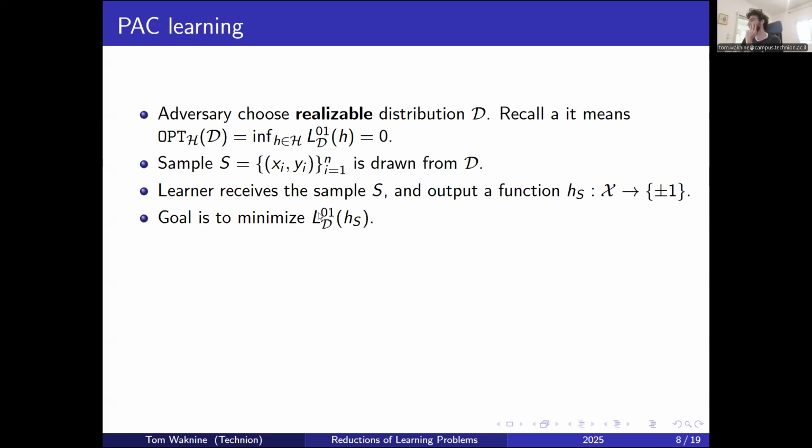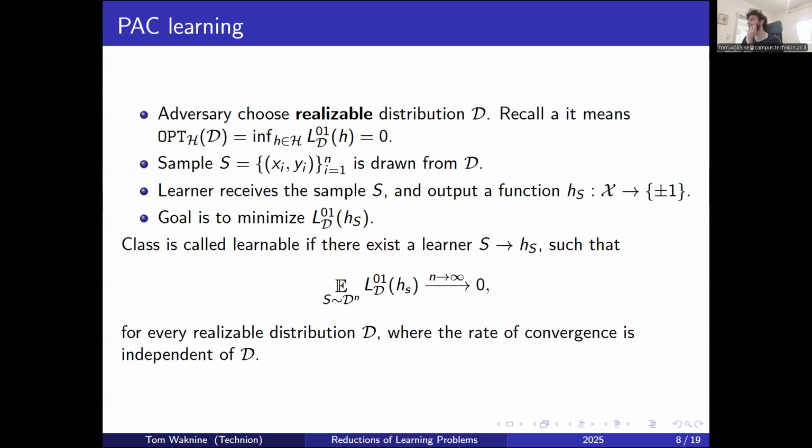And the goal is to minimize the induced loss function of this h of S, where I maybe take expectation over all samples, or I want that this thing will be small with high probability with respect to the probability of the sample S. But this is the general idea. You want that as the sample size goes to infinity, the expected loss goes to 0. And sort of the rates should be uniform over all D. This is the setup of PAC learning.